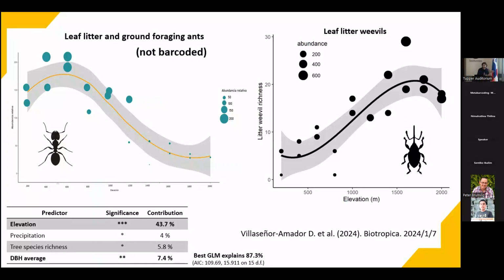On the other hand, on the same gradient, we discovered that the abundance and species richness of leaf litter weevils goes in the total opposite direction to the pattern of ants. As you go uphill, you get more leaf litter weevils, and these groups are mostly of Central American origin. They are not from the Arctic, it seems.